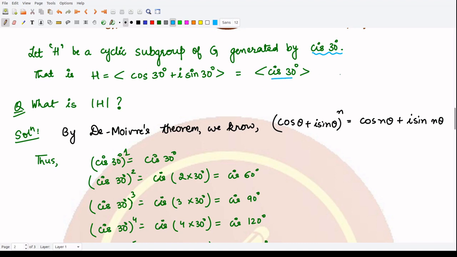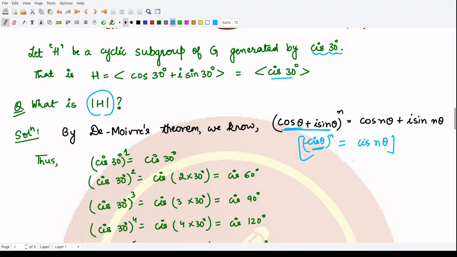Now we have to see what the order of the subgroup is. We can make use of de Moivre's theorem here. By de Moivre's theorem, cos theta plus iota sin theta, so basically cis theta, raised to power n. You might be familiar with the notation that cis theta is cos theta plus iota sin theta. So cis theta whole raised to power n is equal to cis of n theta. This is de Moivre's theorem, right?